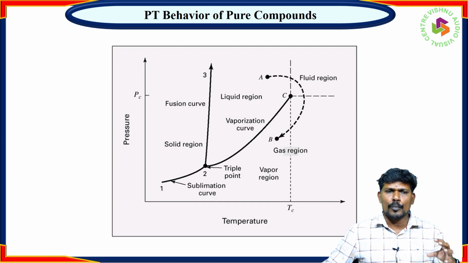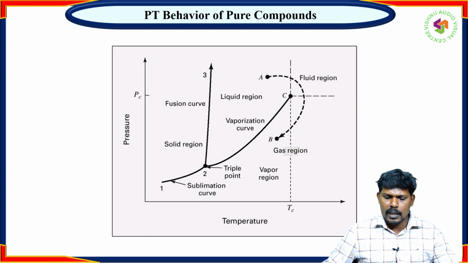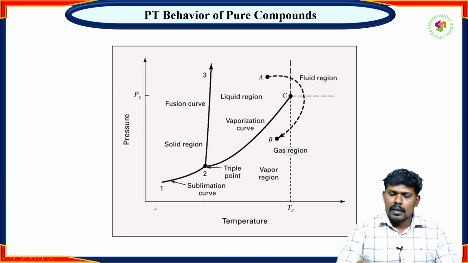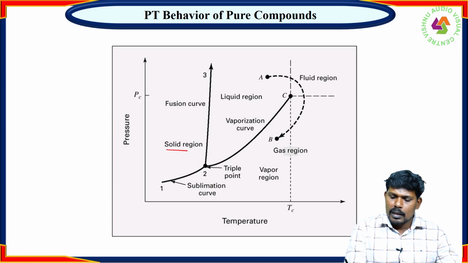In the PVT behavior of pure compounds, the first is the pressure and temperature behavior of a compound: how the pressure changes for a single compound as the temperature changes. Here we can see the graph of pressure versus temperature behavior of a pure compound, with pressure on the y-axis and temperature on the x-axis. The line 1 to 2 is called the sublimation curve, and this sublimation curve separates the solid region from the vapor region.